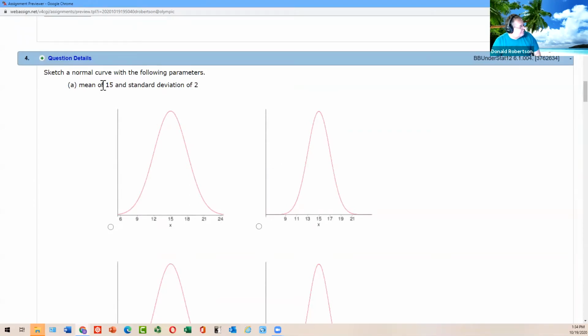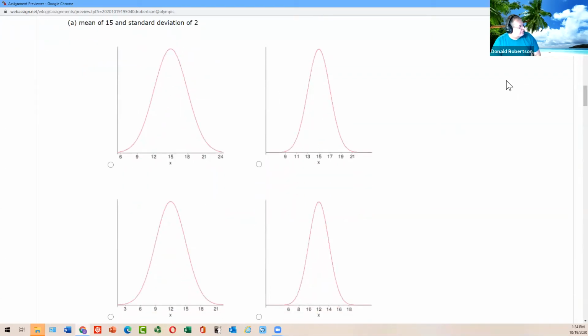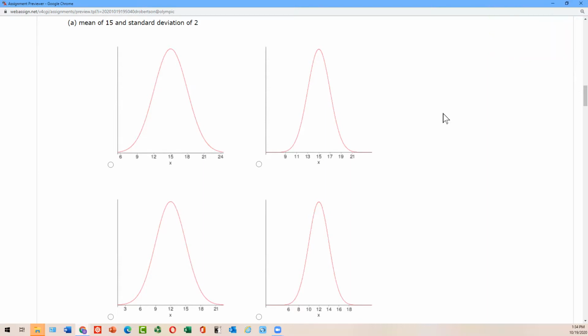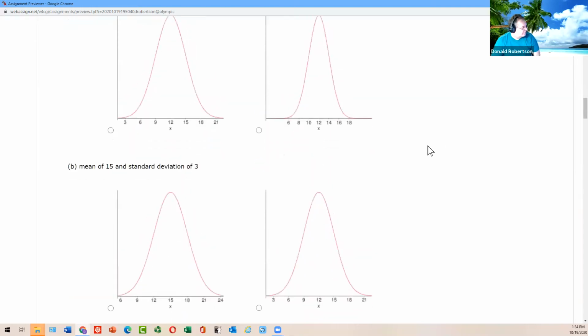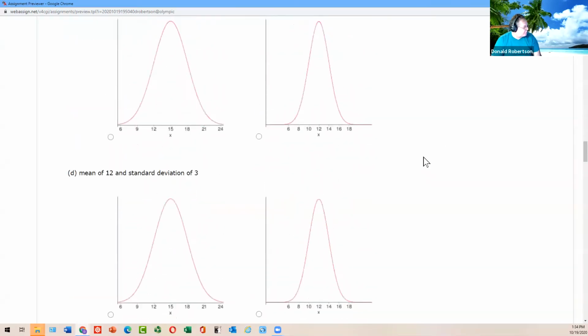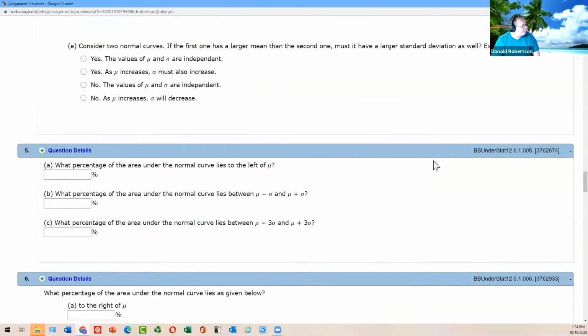Now, in this question, they give you a mean and a standard deviation. I may have to shrink this a little. No, I think I get it. I don't know how easy it is to read. It's kind of faint on my screen, at least. But one of these 4 pictures has a mean of 15 and a standard deviation of 2. The second one, right? So that one, agreed. And some other questions similar to that, right?